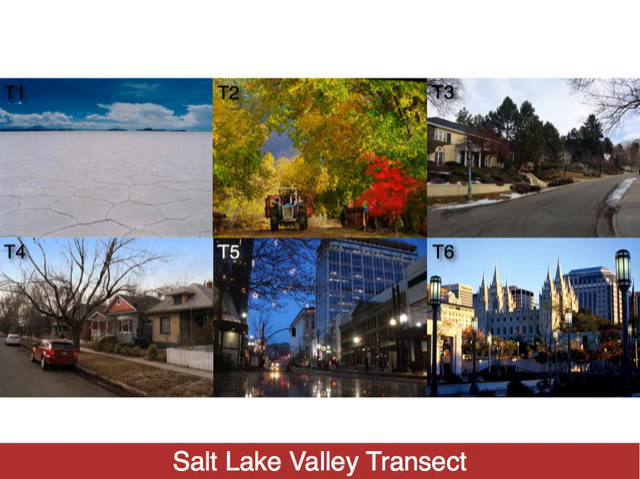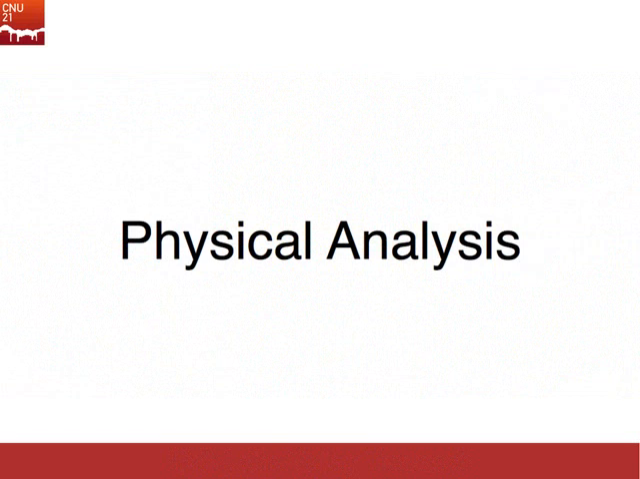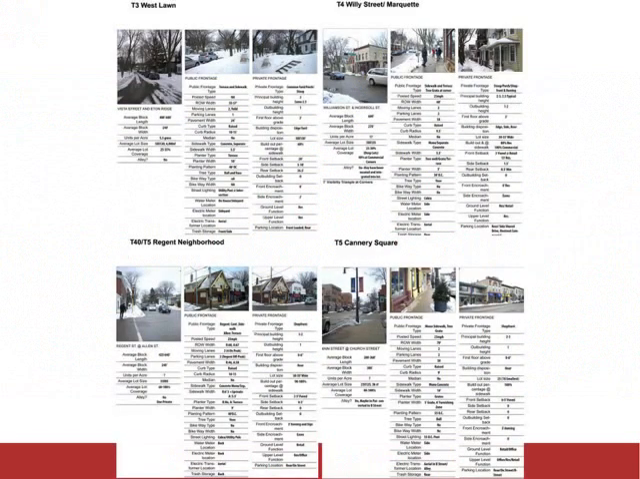These are all images from Salt Lake City that are representative of the different transect zones. And then we'll dig into the physical analysis via the synoptic survey. And this is a sample we did for Madison, Wisconsin a couple years ago. But these sorts of images will be produced in advance, like I said, by the faculty.